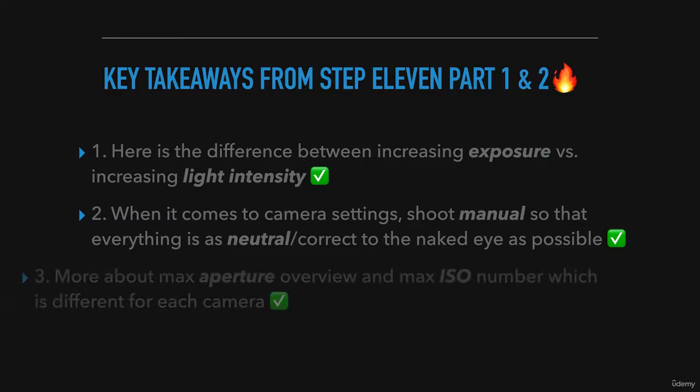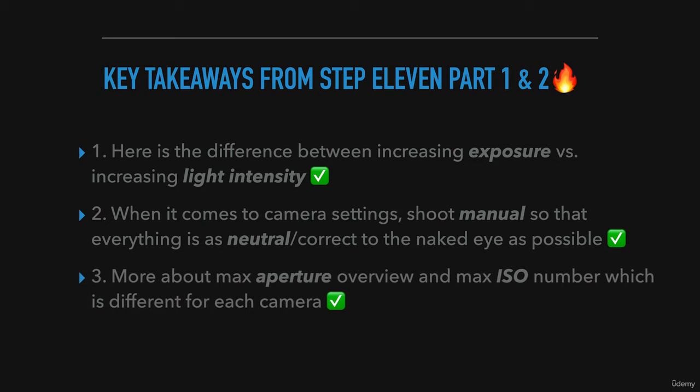That leads to the next thing, which is understanding the lens that you're shooting with, the maximum aperture that lens has, and also the max ISO number that your camera can go up to without really degrading the footage too much. And each camera is different. So let's talk about the lens aspect first.